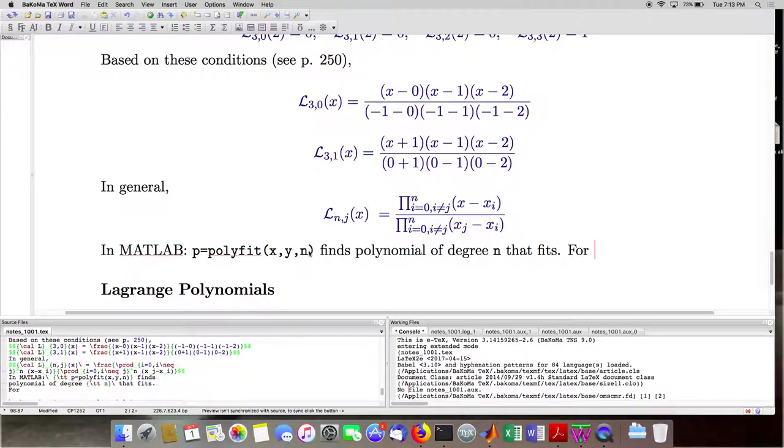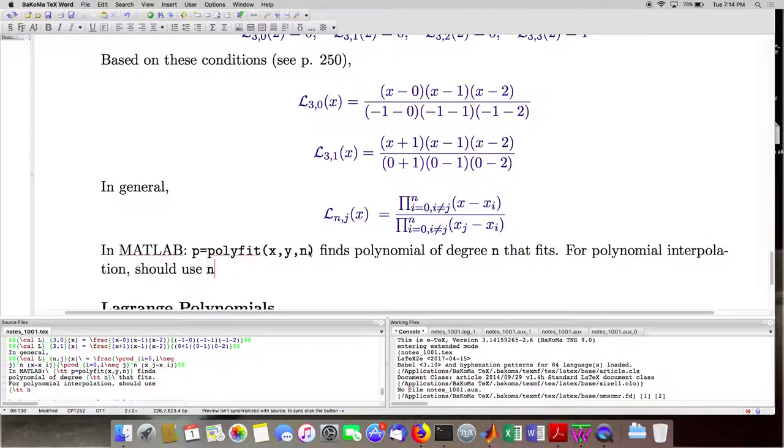But for polynomial interpolation, you should use n equal to the length of x minus 1. The reason for that is, however many points you have, the degree of the interpolating polynomial is always one less. So if x and y are vectors of four values each, then you should set n equal to 3. If you use a different value for n, then MATLAB is going to use a different technique, which we're not talking about here, like perhaps a least squares fit or something like that. Or it might complain to you. So for polynomial interpolation, it's best to use this.